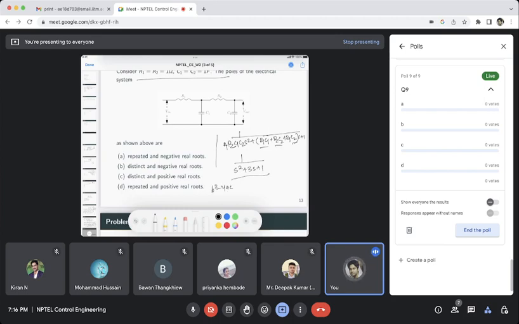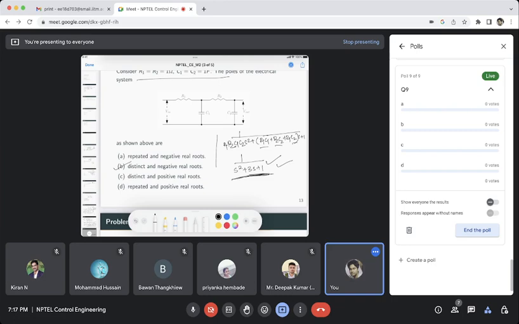If it is positive, then real poles are present, and they will be different from each other. Or you can simply use a calculator to check where these poles are. You can verify this, a negative value will come. So this is a negative and distinct root.